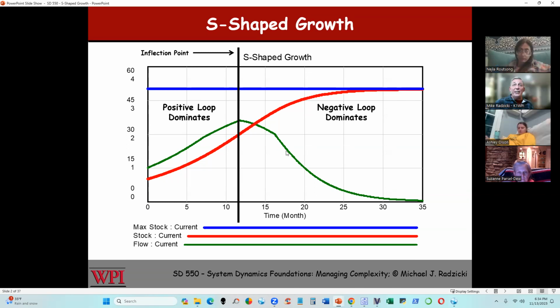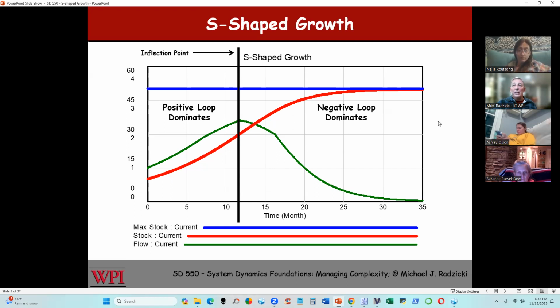Also notice that the shift in feedback loop dominance happens when the net flow is at its maximum. So the green line here is the net flow. We're going to build a little model of this in just a second to tidy this up a little better.